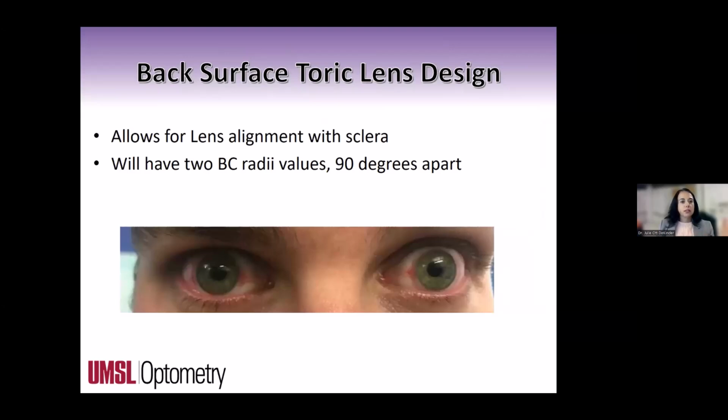Back surface toric lens design, this is what we're going to talk about. So typically two, you can do quadrant specific. I like the two base curves. I use those more often than not. Those will be 90 degrees apart, typically marked on the flat meridian with some sort of mark.